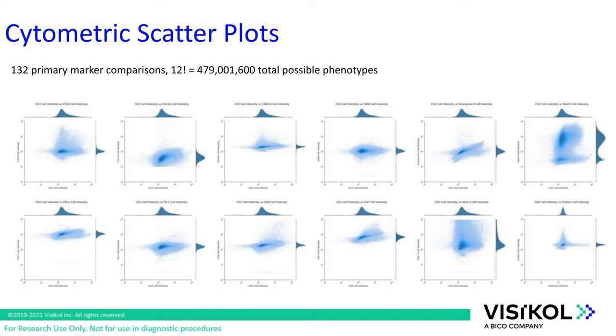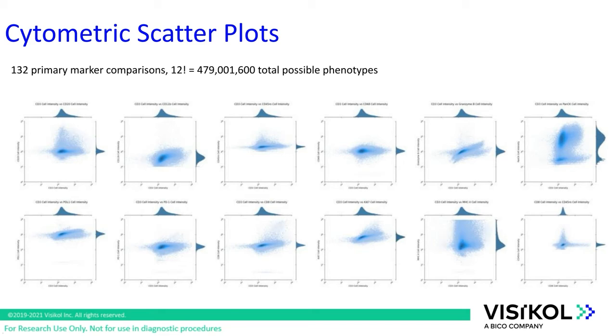And just for a point of emphasizing how much data we're really dealing with, when we've got 12 markers, we have 132 one-to-one primary marker comparisons. And if we want to compare the coincidence of every marker to every other marker, well, that's 12 factorial possible phenotypes. That's about 500 million possible combinations to look at if you want to be complete. And so obviously that's a lot of data. So the best way to do this is obviously systematically and driven by hypotheses.